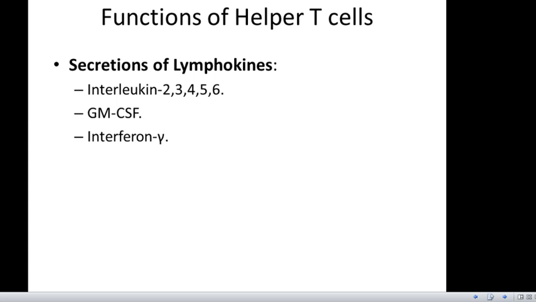In fact, these are the T helper cells that are inactivated or destroyed by the human immunodeficiency virus, HIV, thus leading to the debilitating and lethal effects of acquired immunodeficiency syndrome.